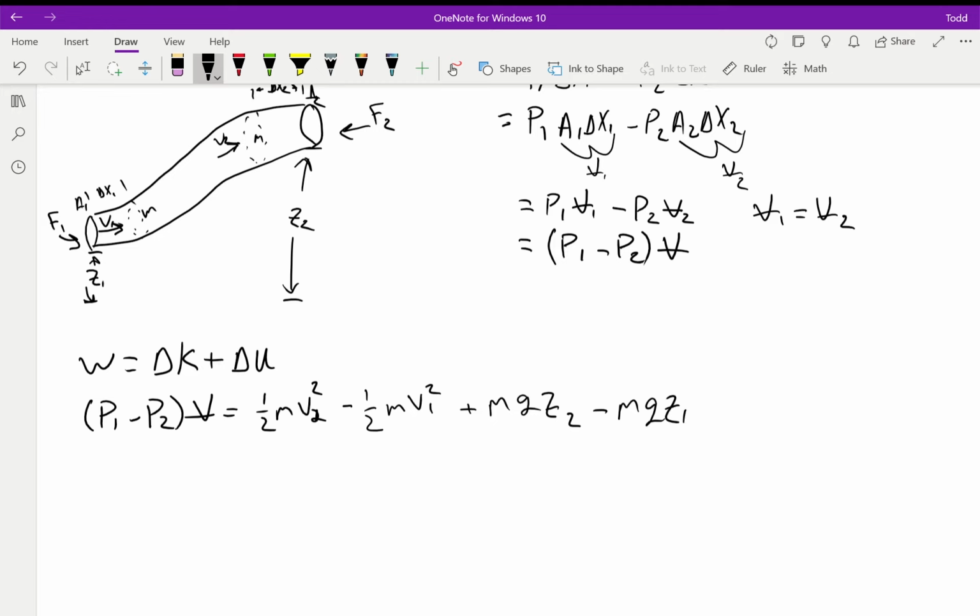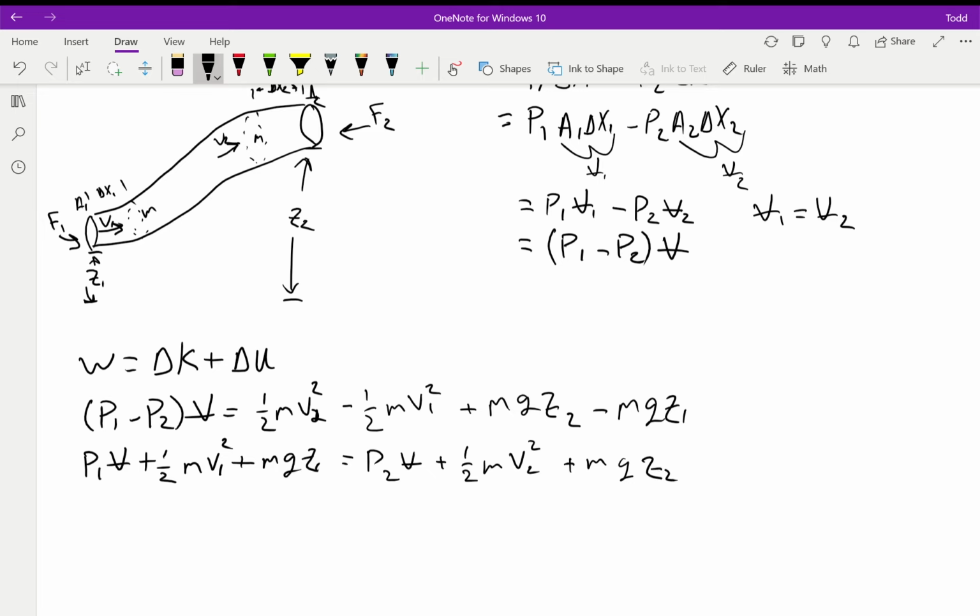And then we have simplified this even further. We have pressure 1 times volume plus 1/2 mass velocity squared of 1 plus mass gravity height 1. That gives pressure 2 times the volume plus 1/2 mass velocity squared of 2 plus mass times gravity height 2.